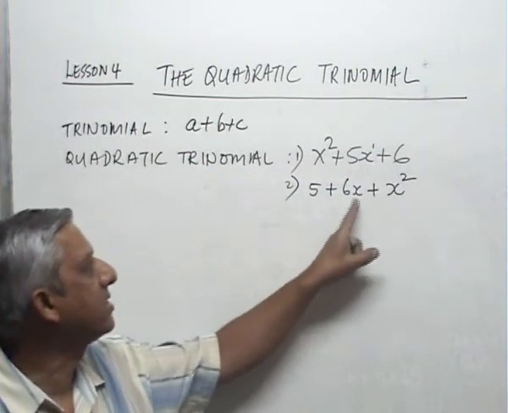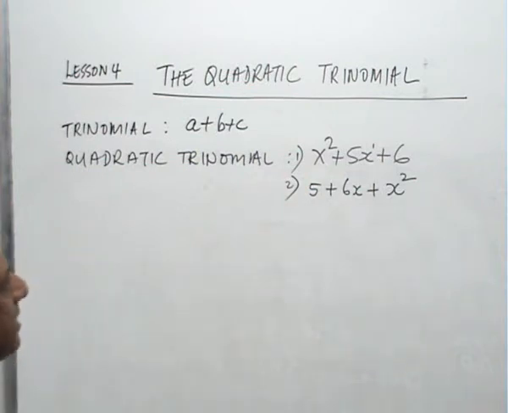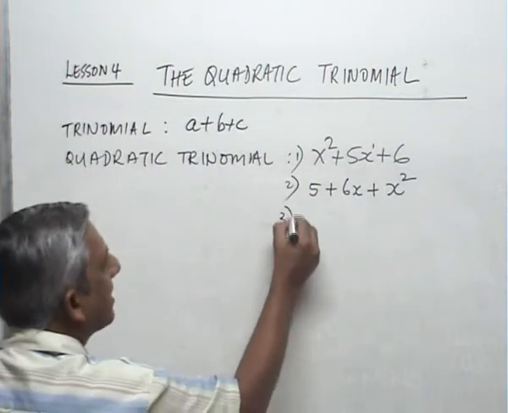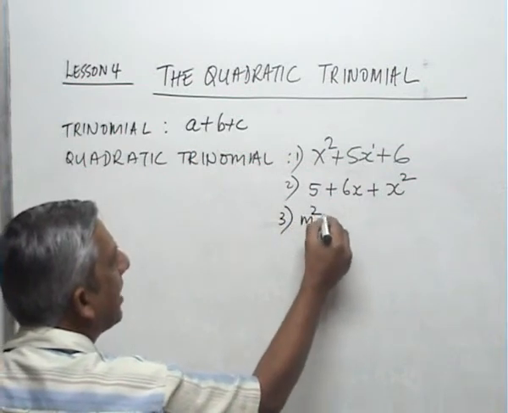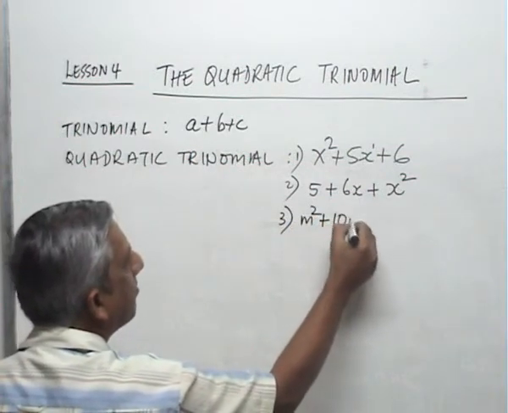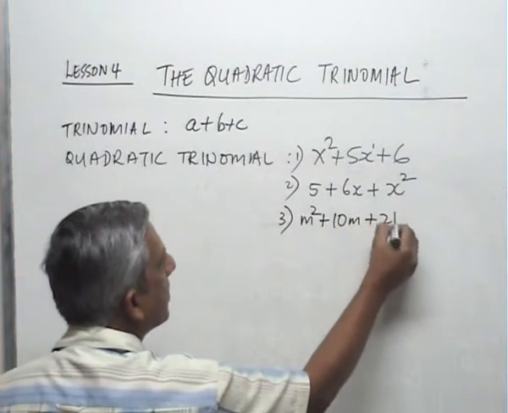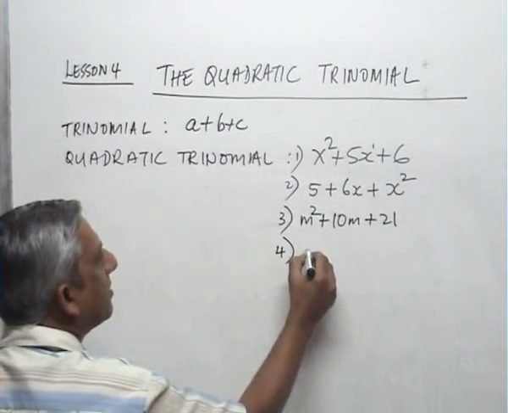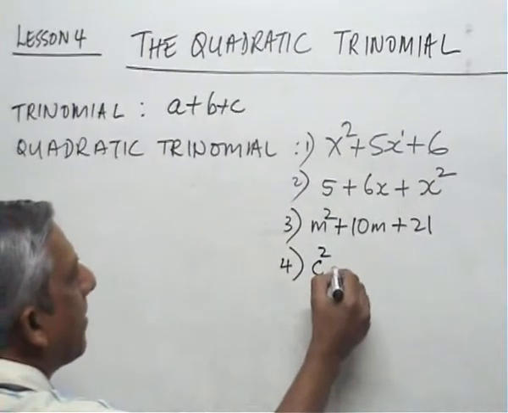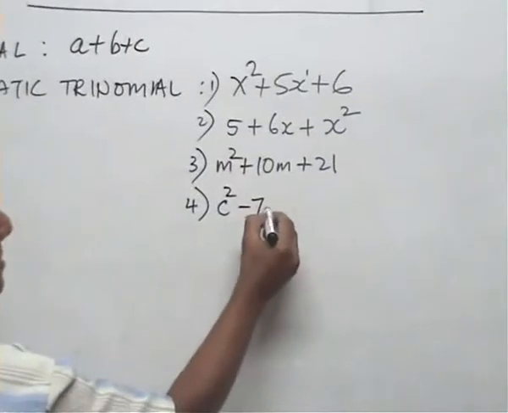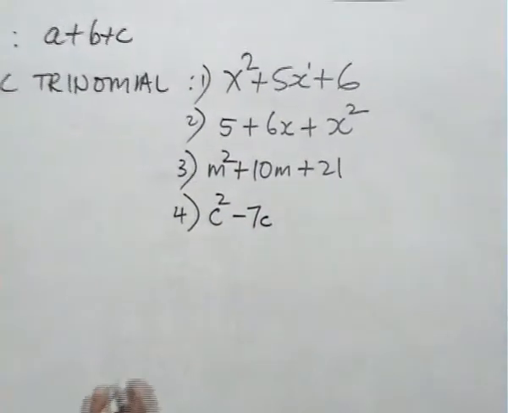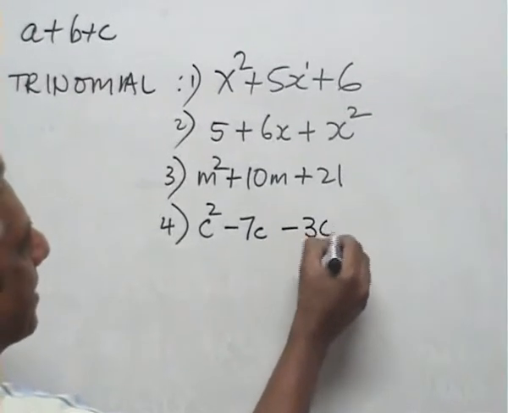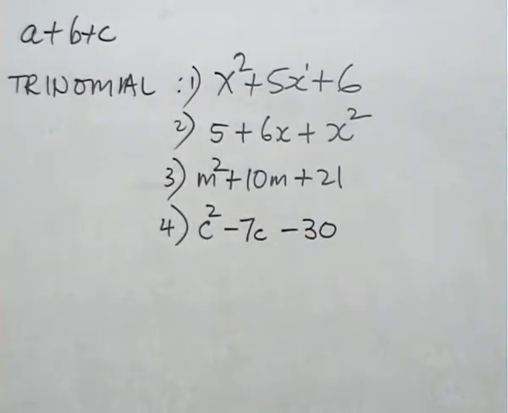You got x squared plus 6x plus 5. Sometimes it's written like that. Now, it can be any letter. It can be m squared plus 10m plus 21. Number 4. It can be any letter. It can be c squared minus 7c minus 30. So all these are examples of quadratic trinomials, and we're going to learn how to factorize them.